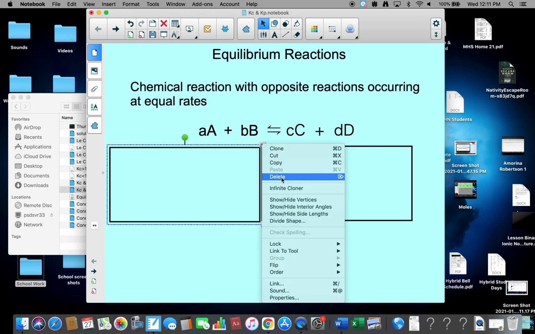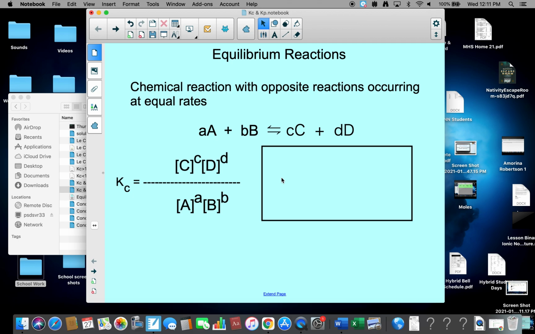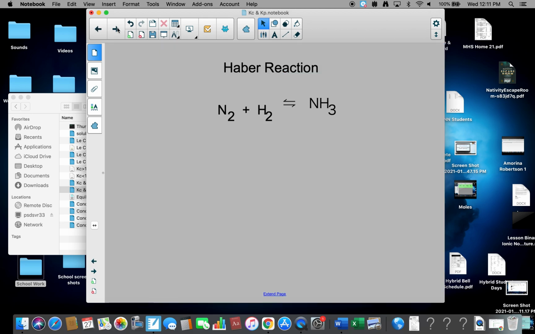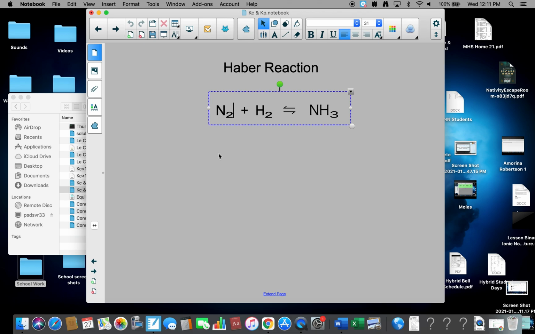Either we calculate the equilibrium constant for concentration, Kc, using concentrations, where we take the coefficients and use those as exponents, or the equilibrium constant for pressures, Kp, where we take the pressures and use the coefficients as exponents. Now, the most important reaction we focused on last year was the Haber reaction. It was the first reaction in equilibrium ever discovered, identified by a German scientist named Haber.